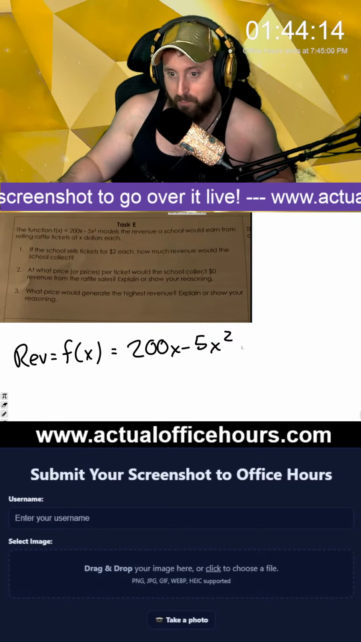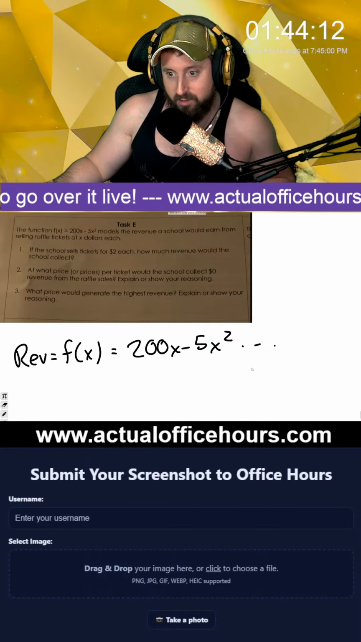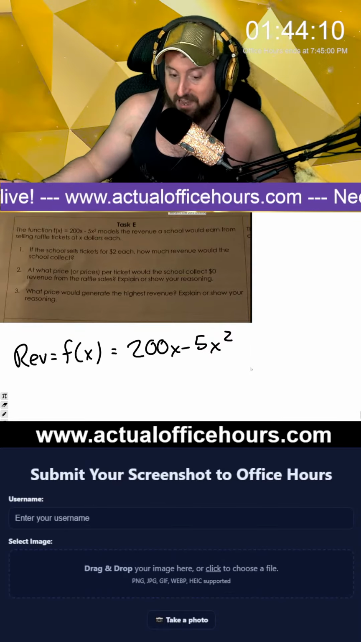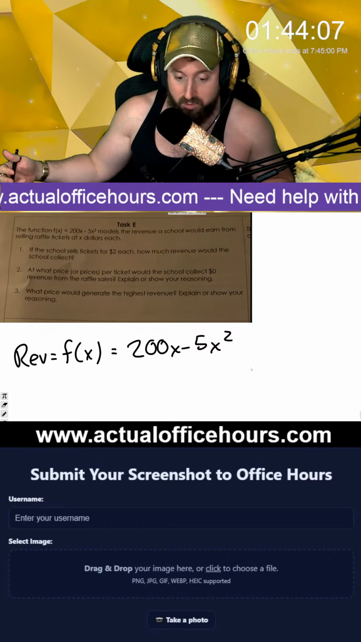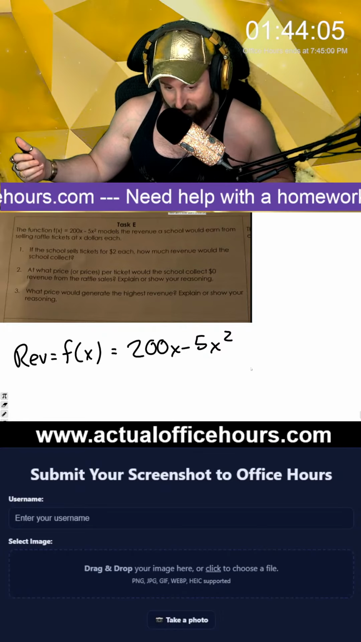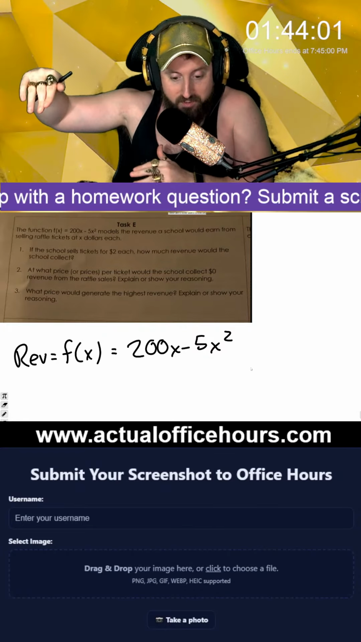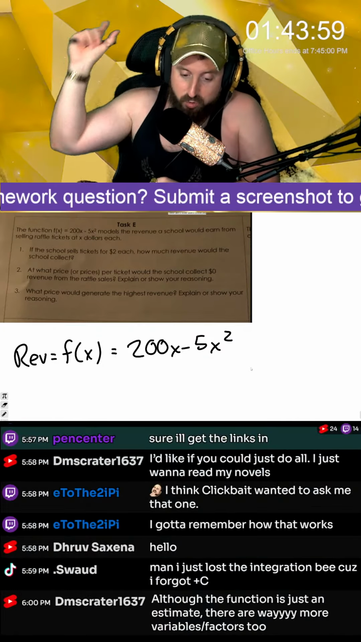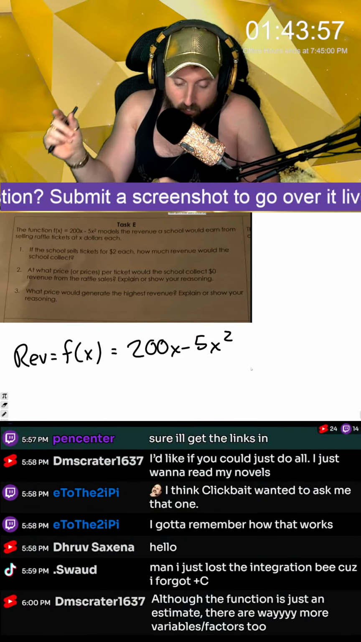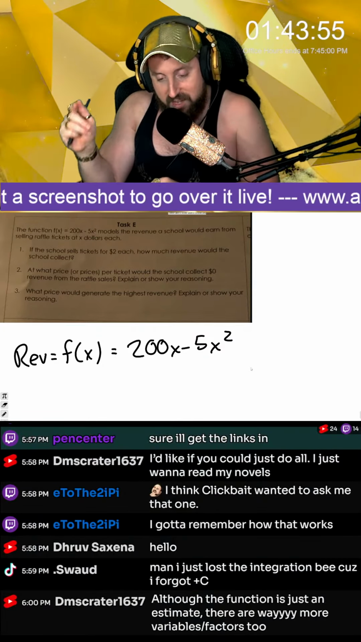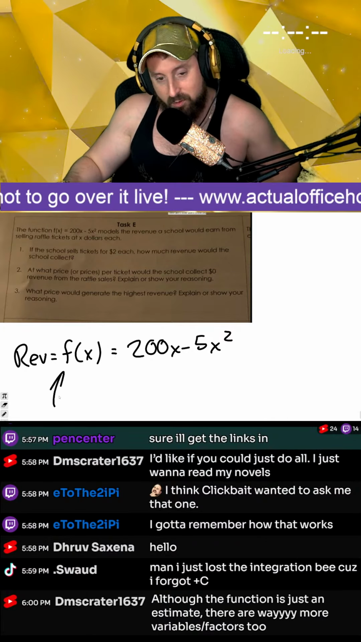In reality, there are a bunch of other factors here, such as, you know, what day of the week are you doing it at? What time are you doing it? How much money did you spend on advertising? There's a lot of other things that factor in. This is strictly looking at what the price of the ticket x does to affect my revenue.